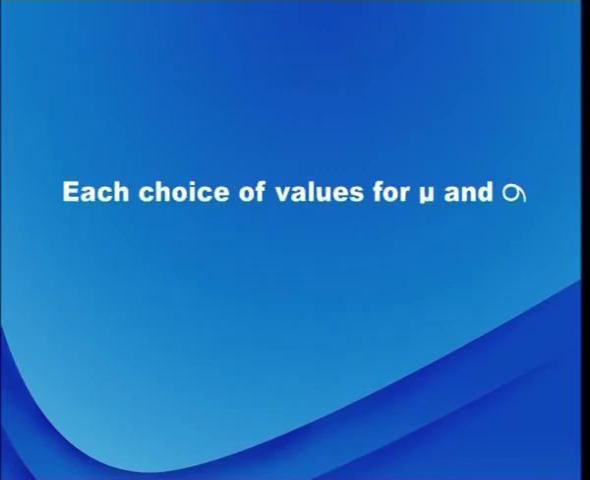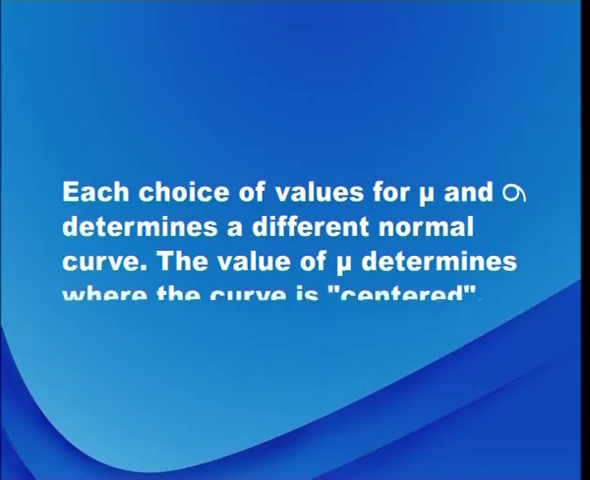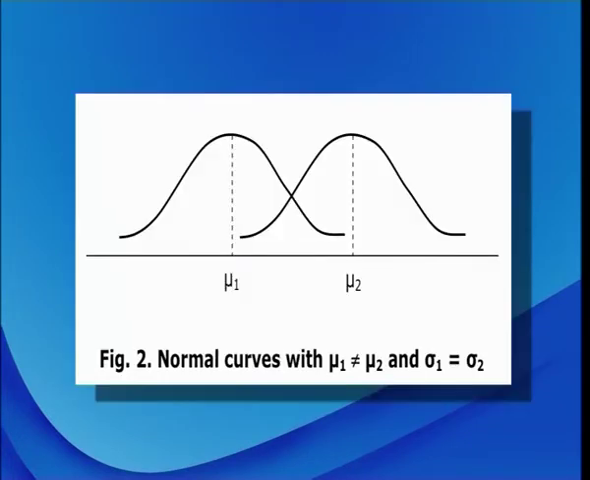Each choice of values for mu and sigma determines a different normal curve. The value of mu determines where the curve is centered. In image 2, we have sketched two normal curves having the same standard deviation but different means. The two curves are identical in form but are centered at different positions along the horizontal axis.